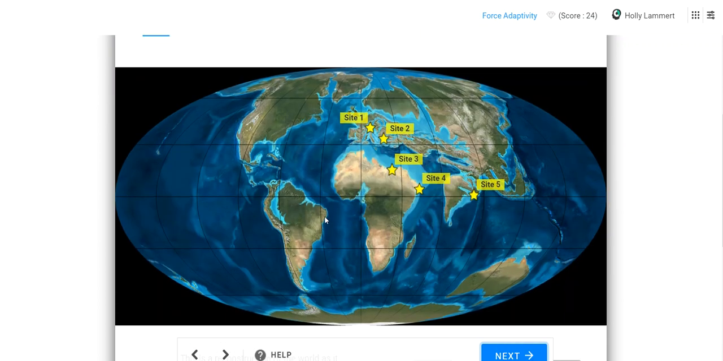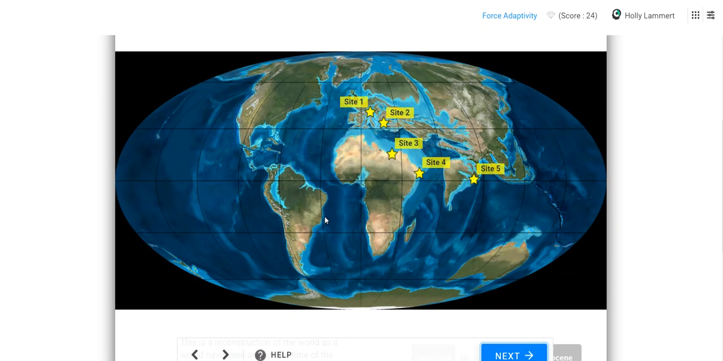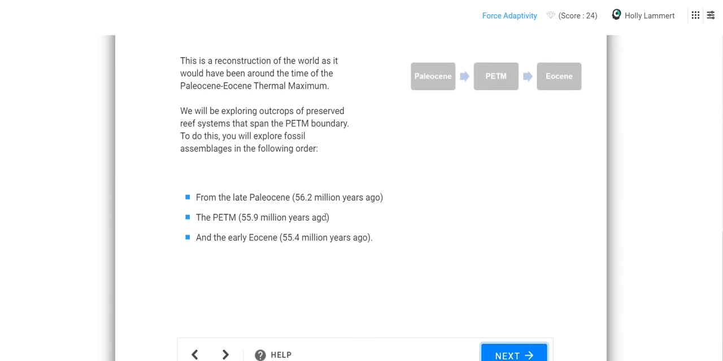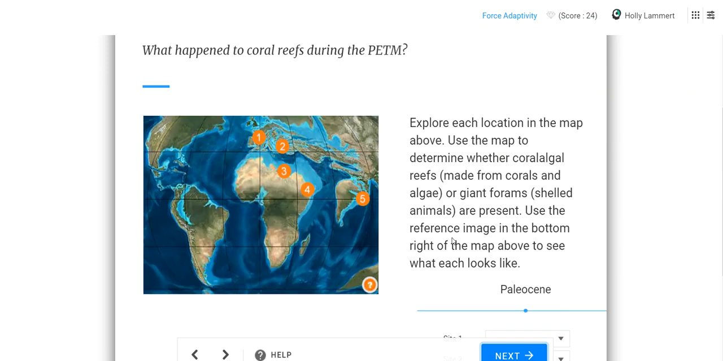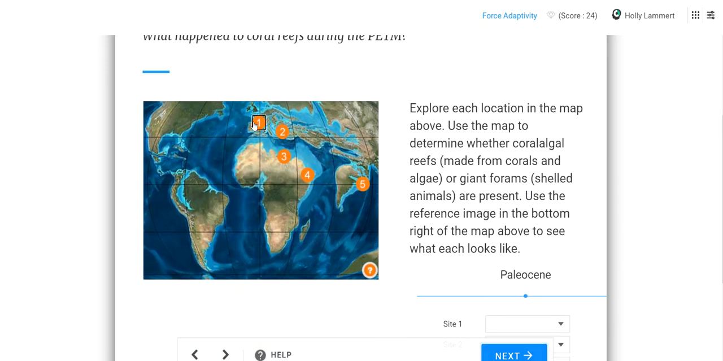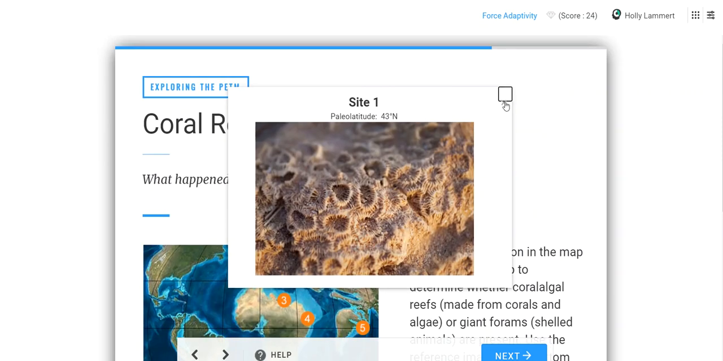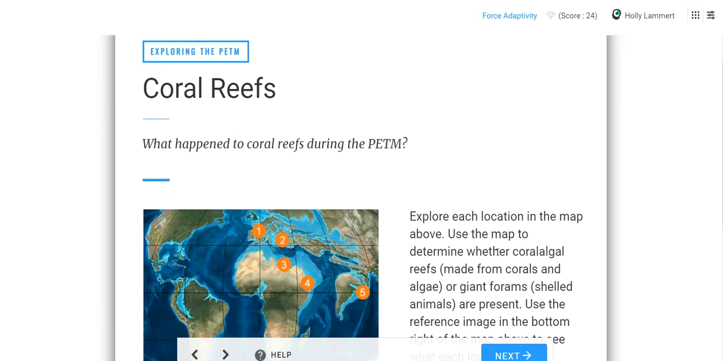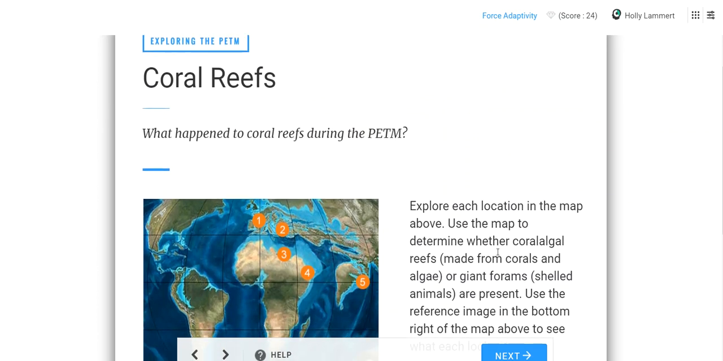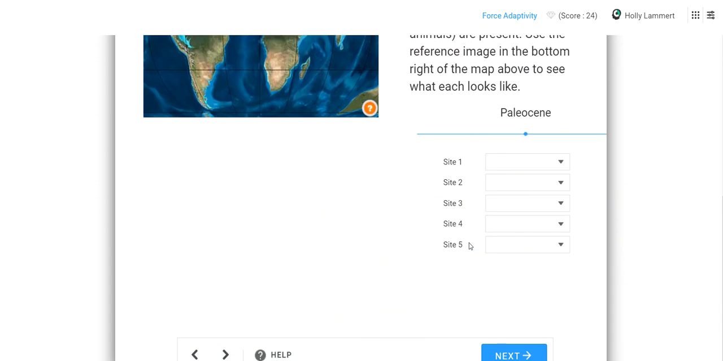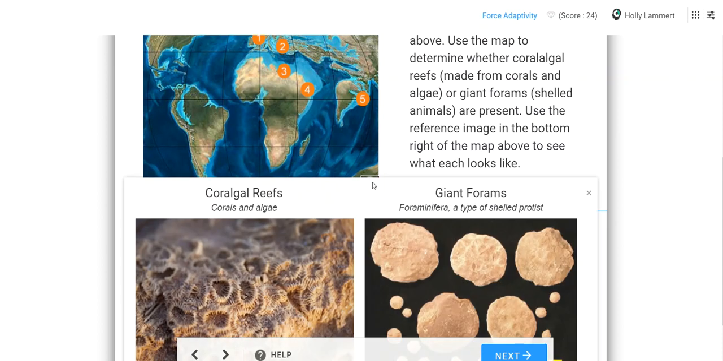And so we're going to reconstruct what happened in the past at these places that have coral reefs. Here we go, same time periods that we're working with. We're going to explore each of these locations and use the map to determine whether coral algal reefs, made from corals and algae, or giant forams, shelled animals, are present. Use the reference map at the bottom right to see what each looks like. Okay, so we can reference that down here. Here's what a coral algal reef looks like, and that's what a giant foram looks like.